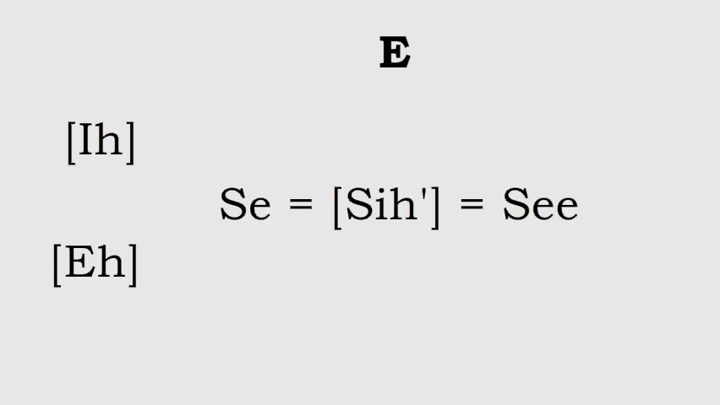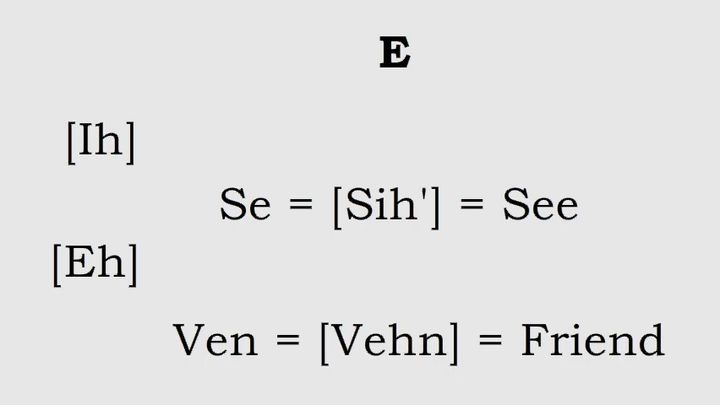Second vowel, E. This is typically pronounced like the Danish E sound in the first pronunciation video, but sometimes it happens that it takes the AE sound. Two examples, se, which means to see, and ven, which means friend.